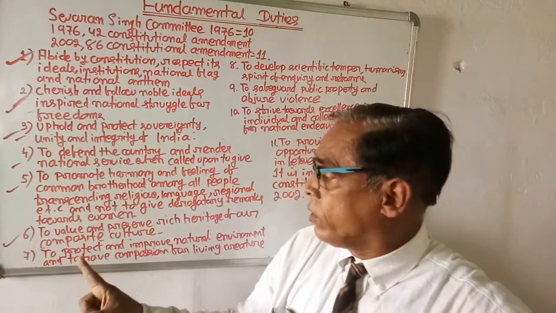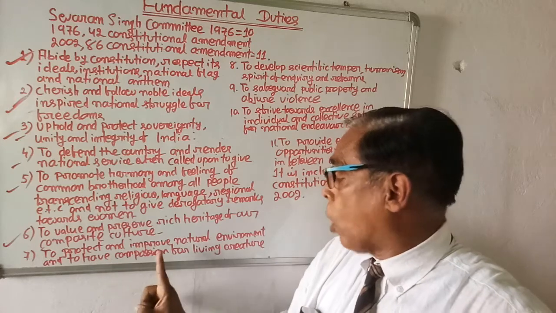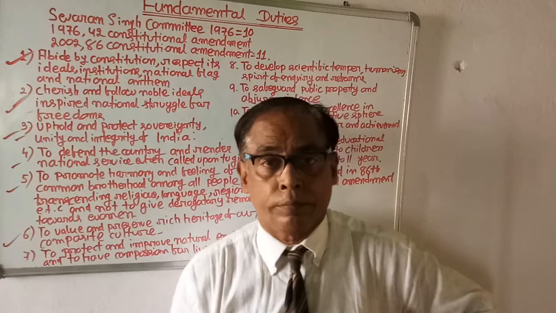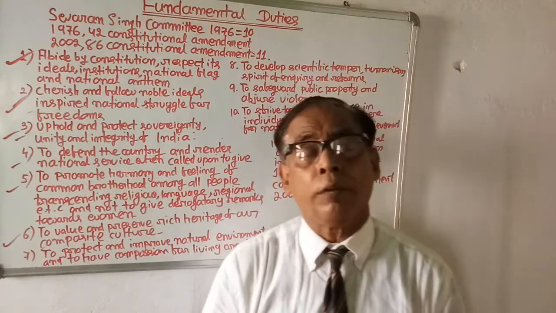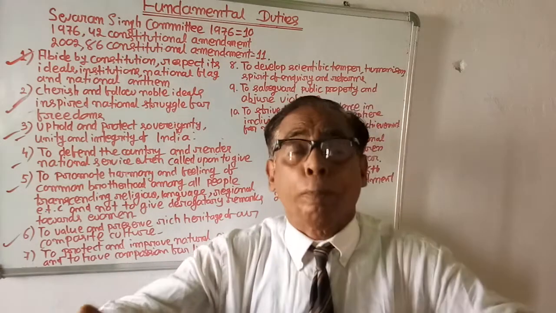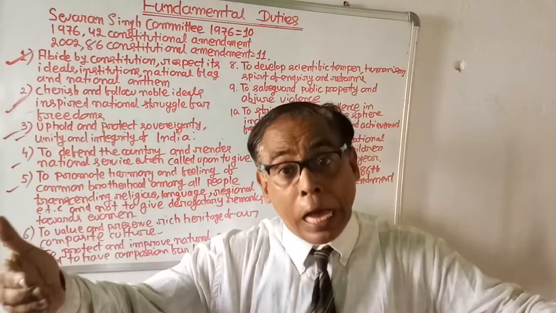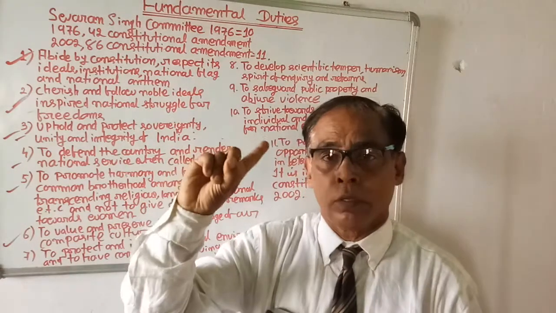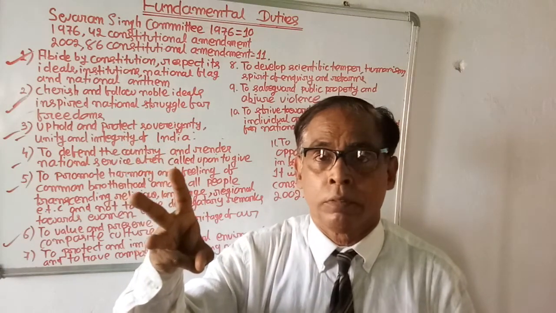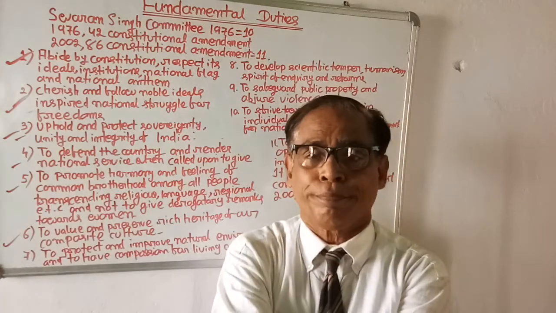The 7th one, to protect and improve the natural environment and to have compassion for living creatures. The 7th fundamental duty of the Indian citizen is that they should protect and improve the natural environment, including rivers, lakes, wildlife, and have compassion for living creatures.